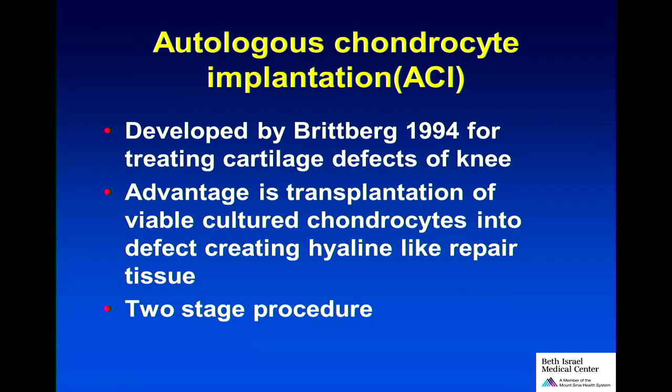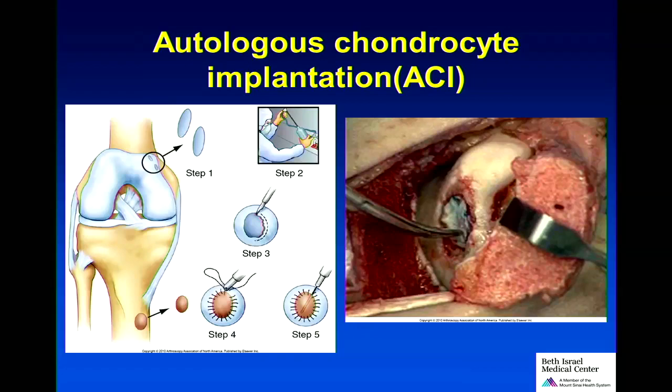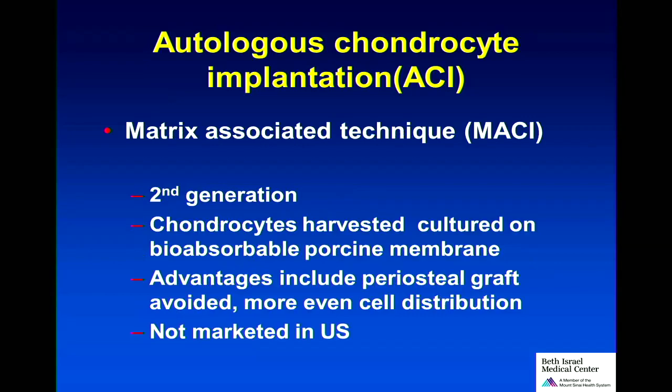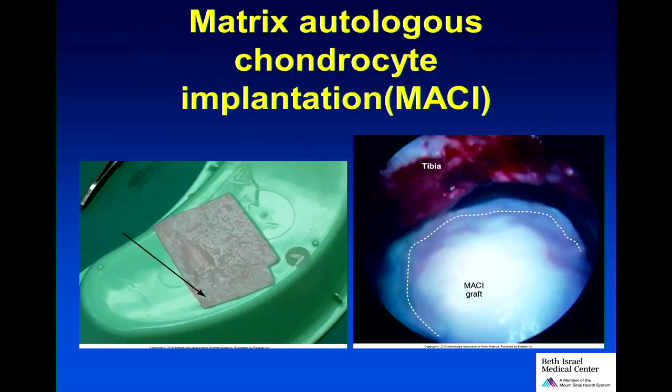ACI was originally developed for the knee, which is a transplantation of cultured chondrocytes with the hope of creating hyaline-like repair tissue. It's a two-stage procedure: obtaining the cells, culturing, and then coming back and injecting them under a periosteal graft. First-generation techniques were quite time-demanding, with problems with cell leakage, delamination, and hypertrophy of the periosteal graft. The second generation, which is a matrix-associated technique, entails harvesting the chondrocytes on a bioabsorbable membrane of collagen type 1, type 3. The advantage is that you don't have to obtain a periosteal graft. It is currently not marketed in the U.S. So that's an example of the graft.